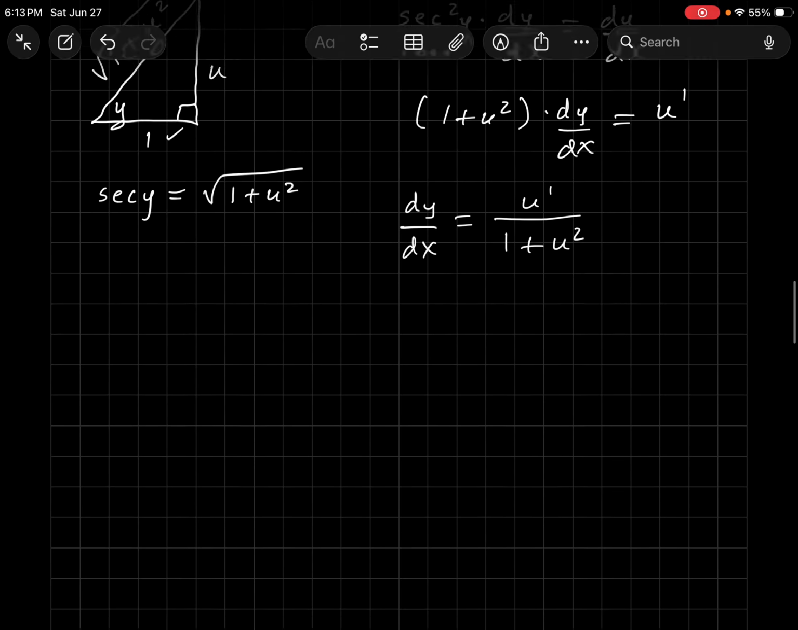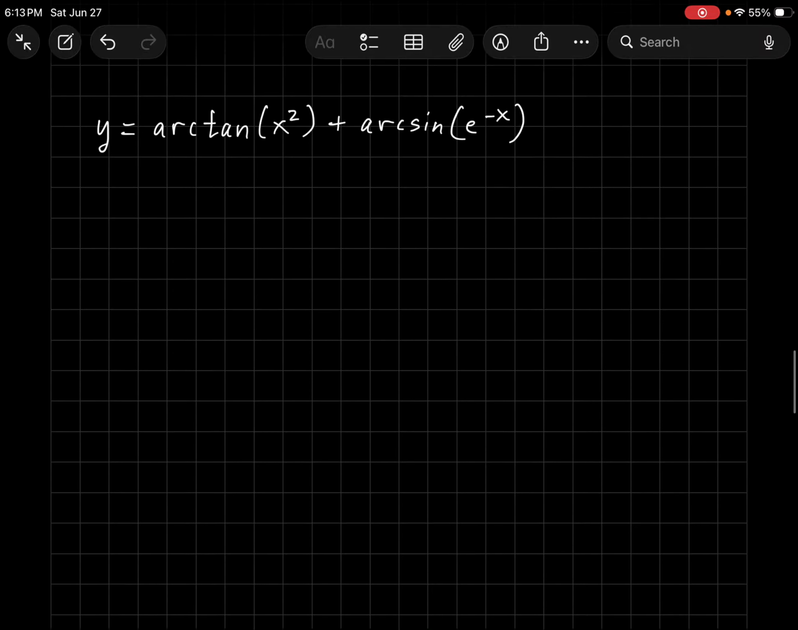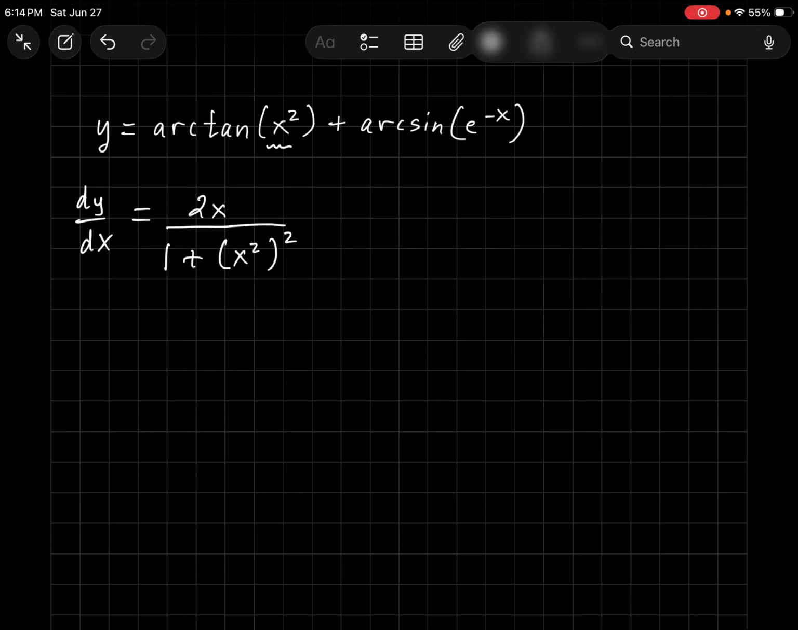Let's do some practical examples of this. What if y equals the arctan of x squared plus the arcsine of e to the negative x? What is the derivative dy dx? Well, the derivative of the arctan of u is u prime, so x squared is u, which means u prime is 2x, over 1 plus u squared, so x squared squared, which of course could have been written in the denominator as 1 plus x to the fourth.